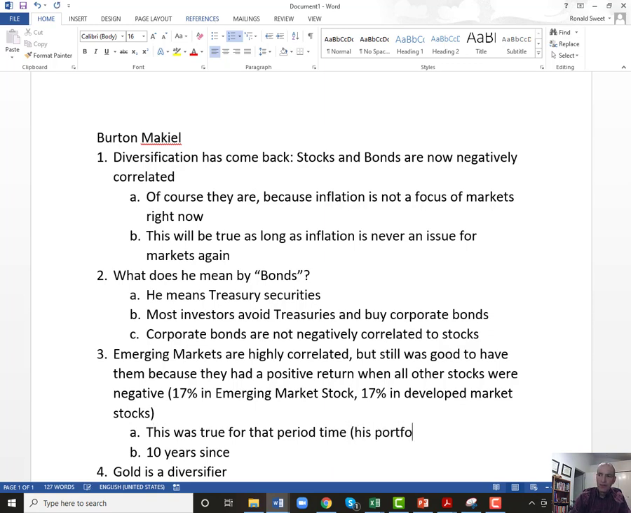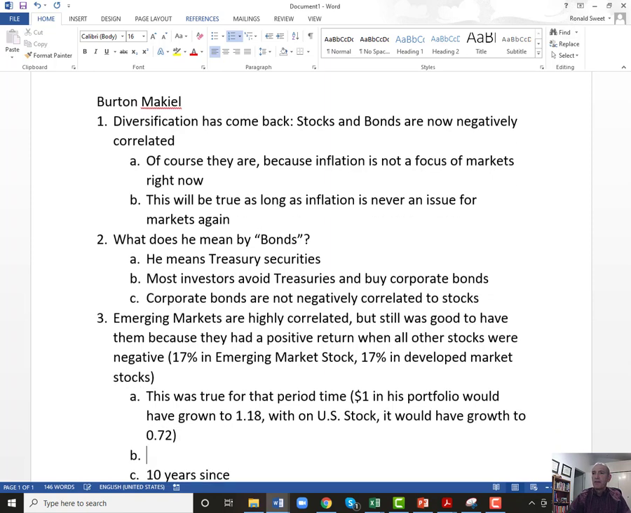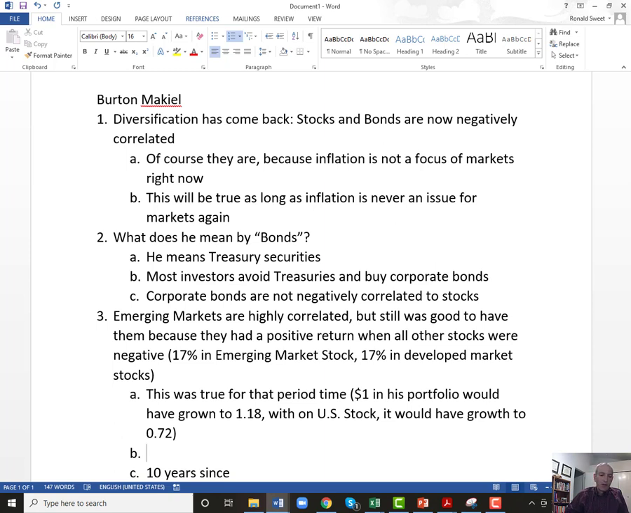If you had done that for that one period of time, $1 in his portfolio would have grown to $1.18, while with only U.S. stocks it would have grown to 0.72. So he's exactly right. In that particular point in time, emerging market stocks were a great benefit.